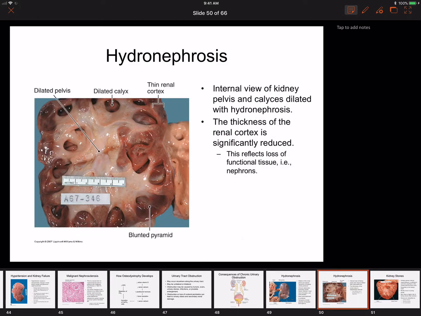Now here, if we open up that dilated kidney, we can see that the thickness of the cortex is reduced. It's becoming really very thin because of the compression.